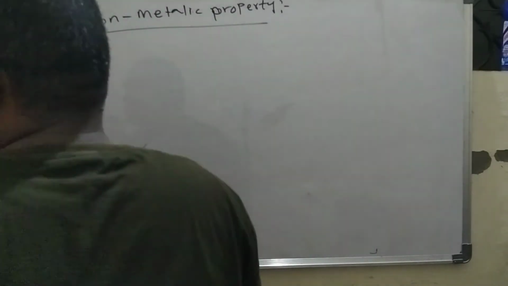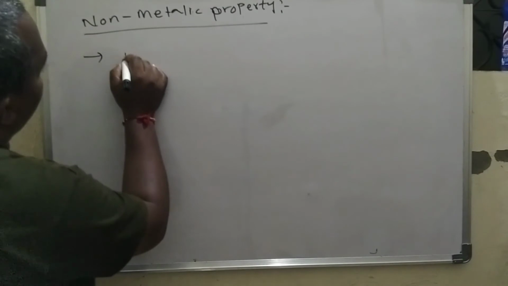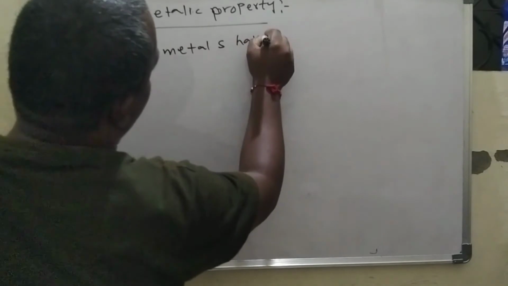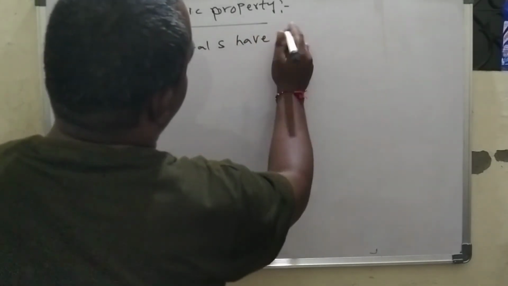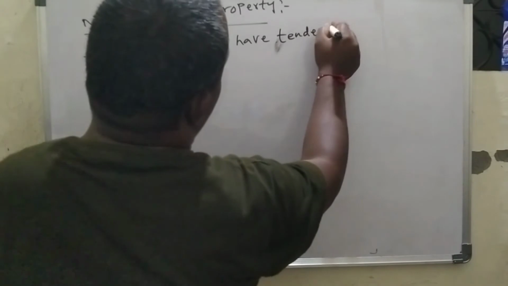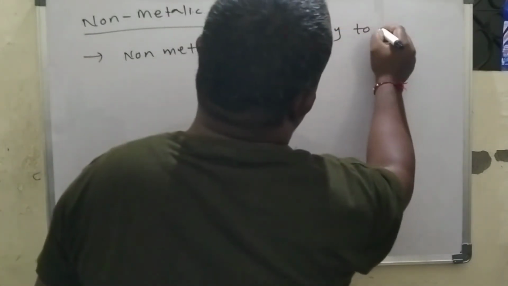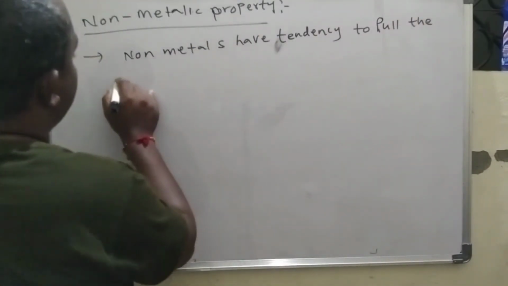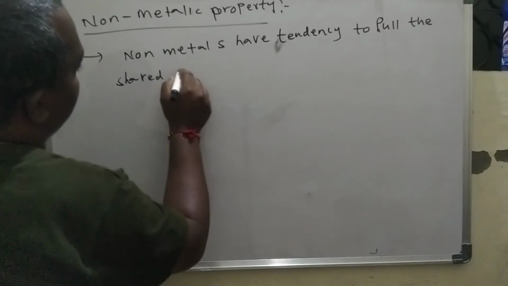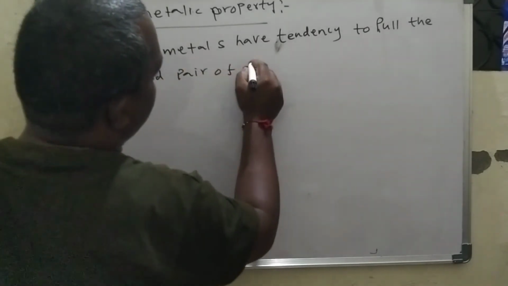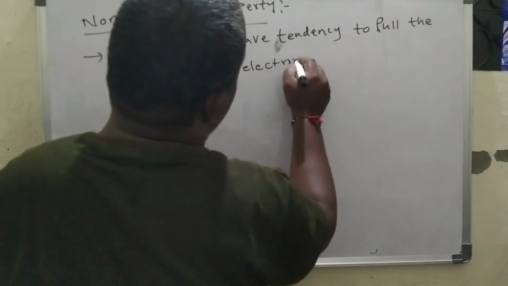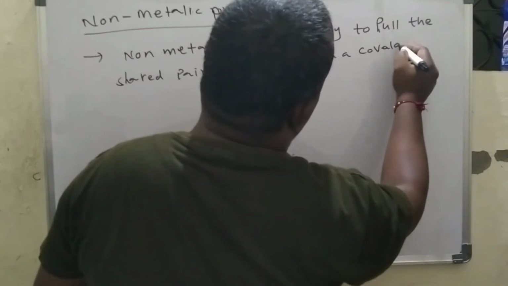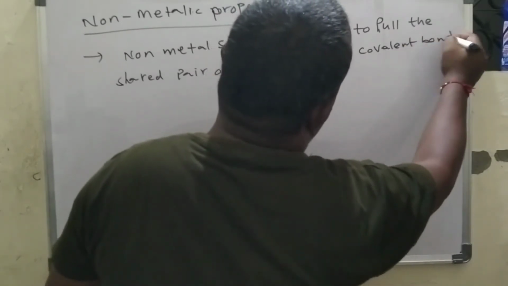So that is the main property. Non-metals have the tendency to pull the shared pair of electrons in a covalent bond. Okay, right.